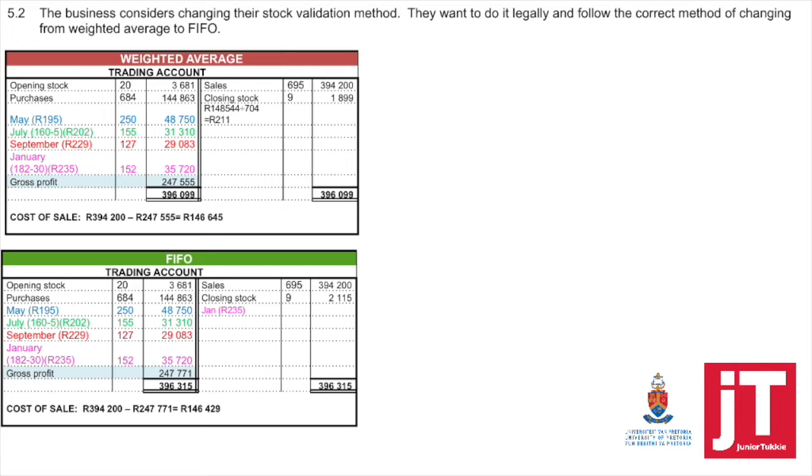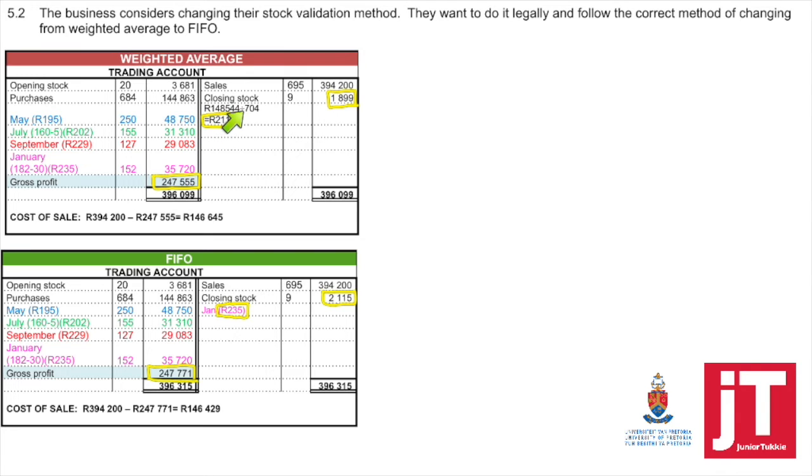They want to do it legally and follow the correct method of changing from weighted average to FIFO. So if I compare the weighted average with FIFO, remember we can use the periodic inventory system, the trading account, as our workings. Opening stock is going to be exactly the same. Purchases is going to be the same. Where is the difference? The difference is in the closing stock.